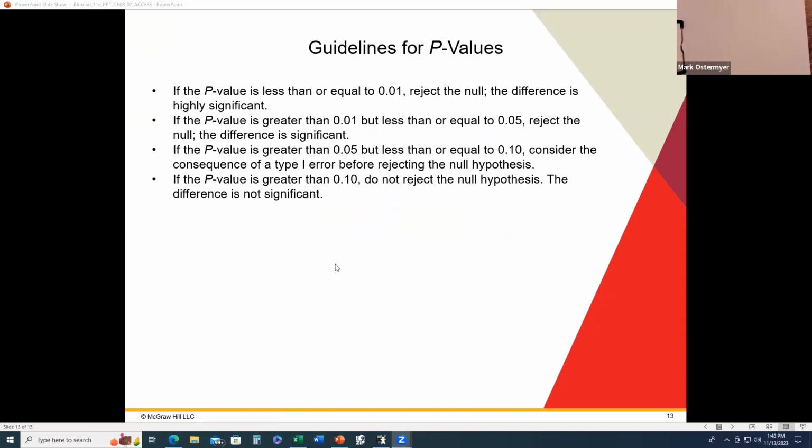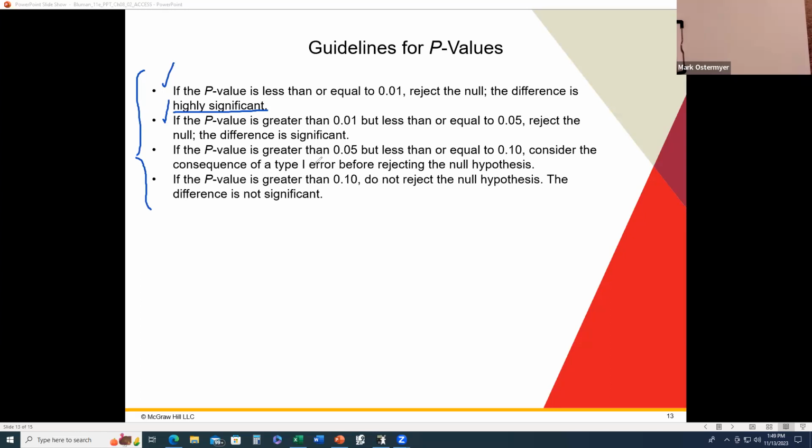Okay, so here are some guidelines that statisticians universally agree on when conducting hypothesis tests. If your p-value is less than or equal to 1%, reject the null hypothesis. The difference is highly significant. Meaning, ladies and gentlemen, you definitely want to reject the null hypothesis and don't worry about committing a type 1 error. Very conclusive test right here. If your p-value is greater than 1%, but less than or equal to 5%, you still want to reject your null hypothesis, and the difference is significant. So you don't even have to worry about committing a type 1 error here.